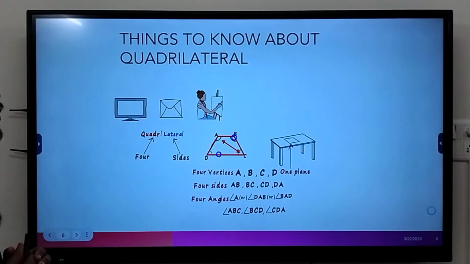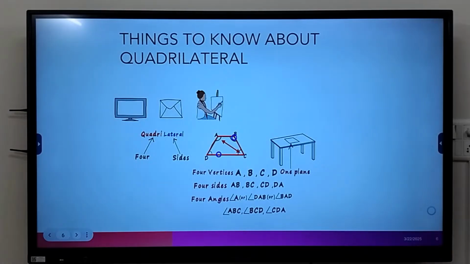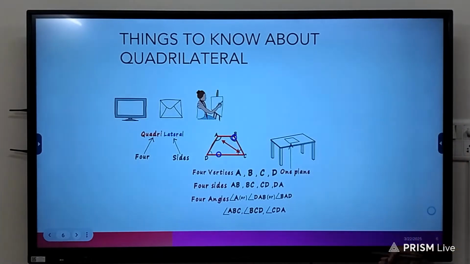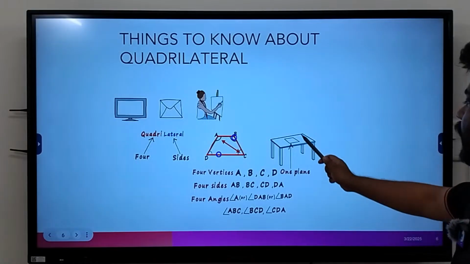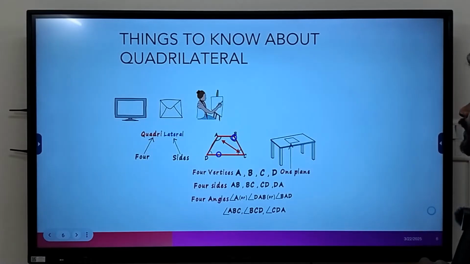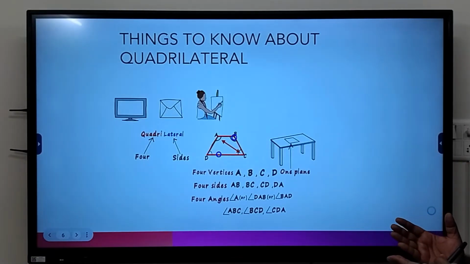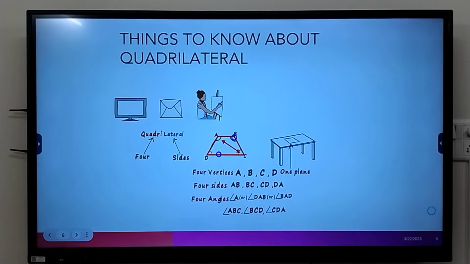Things to know about quadrilaterals. I have already explained that quadri means 4 and lateral means sides, so 4 vertices. They have given some examples like a TV monitor, an envelope, a drawing board, a copy, a table, and the table itself. They all have 4 vertices, that is A, B, C and D, and it is all in the same plane, and it has 4 angles like DAB or BAD, ABC, BCD, CDA.